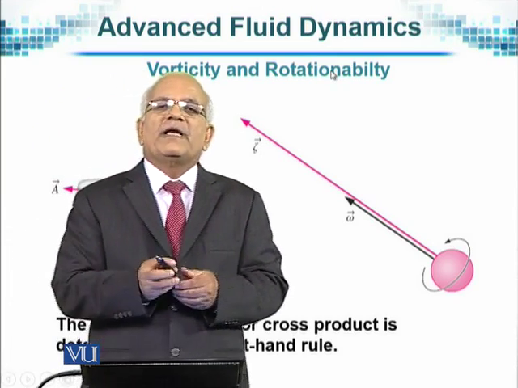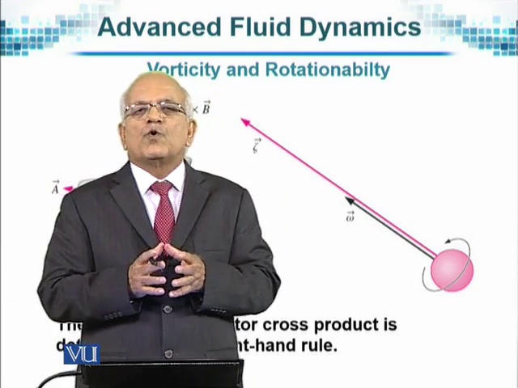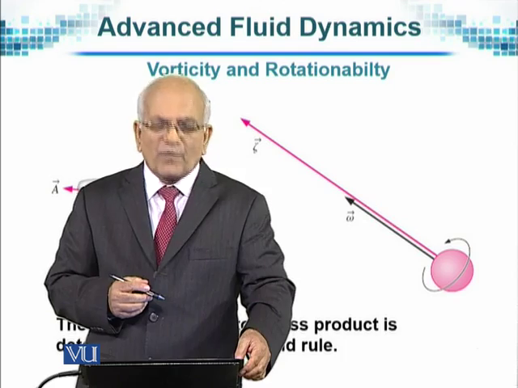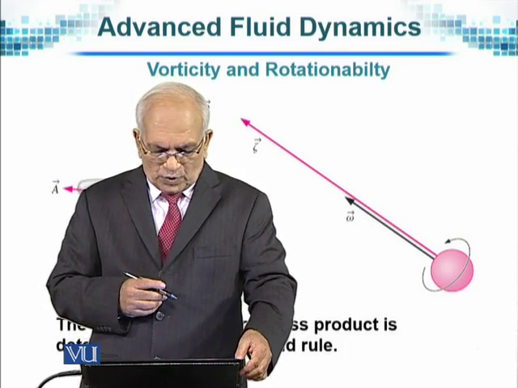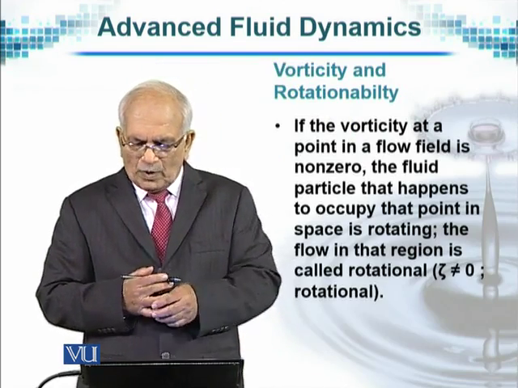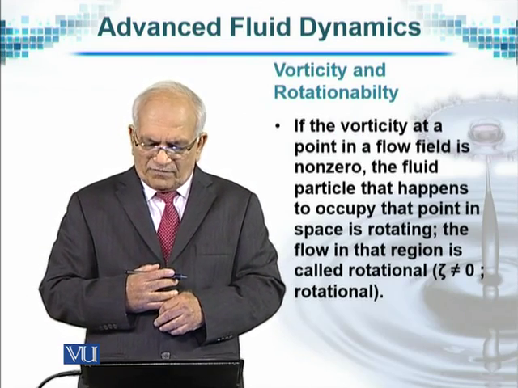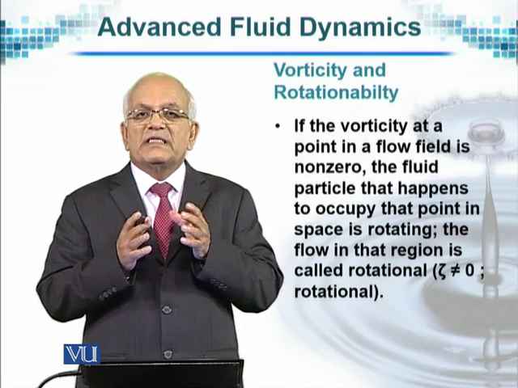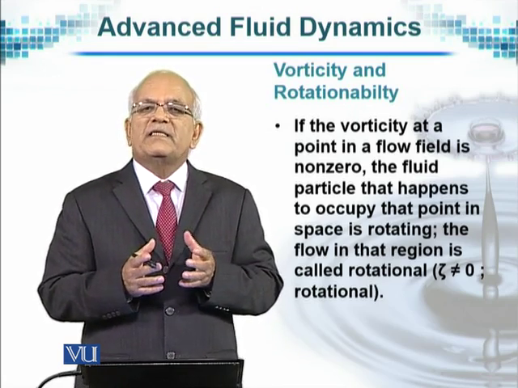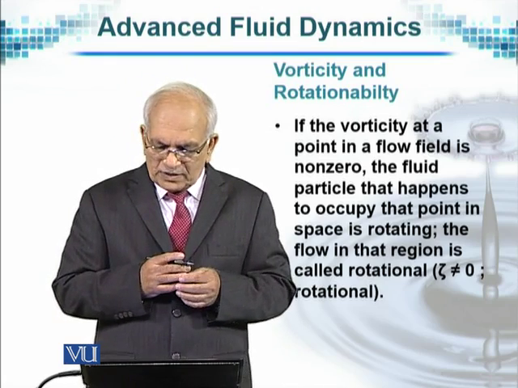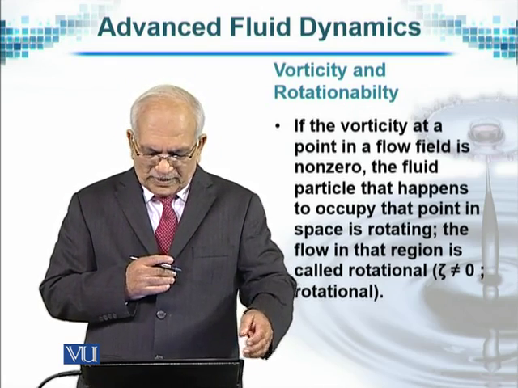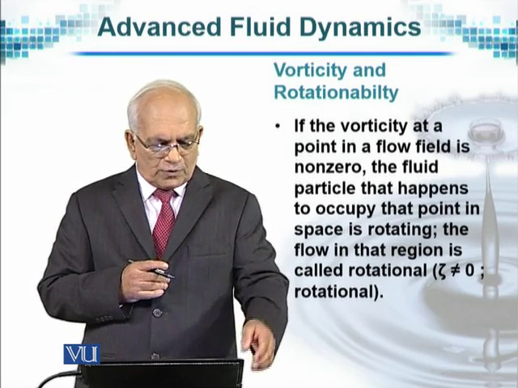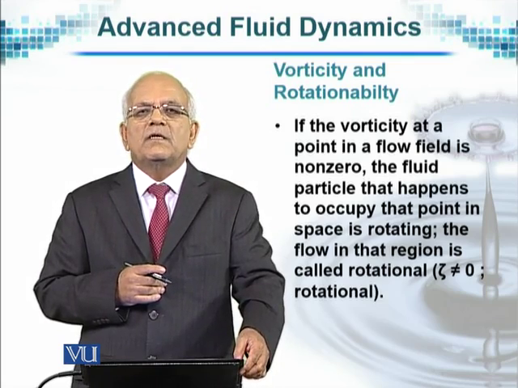And it's very important that we know which way the vector will be moving, or the resultant force will be acting. If vorticity at a point in a flow field is non-zero, then obviously that means rotation is taking place there. So there is rotation, and therefore zeta is non-zero. We call it rotational fluid flow.